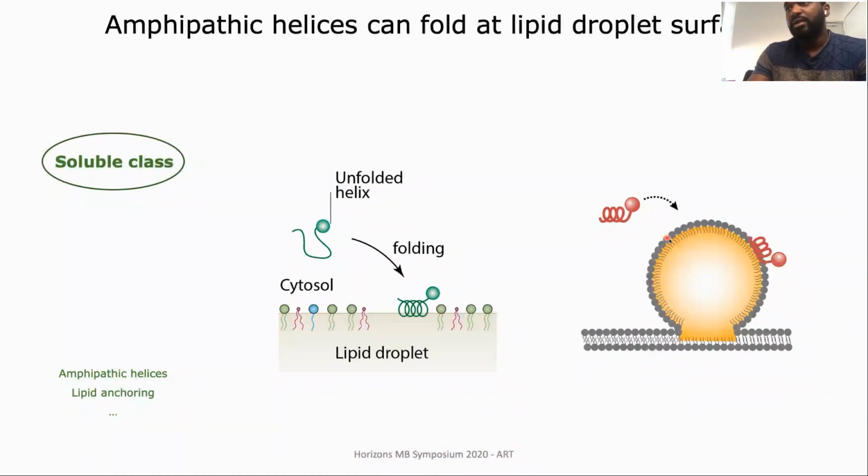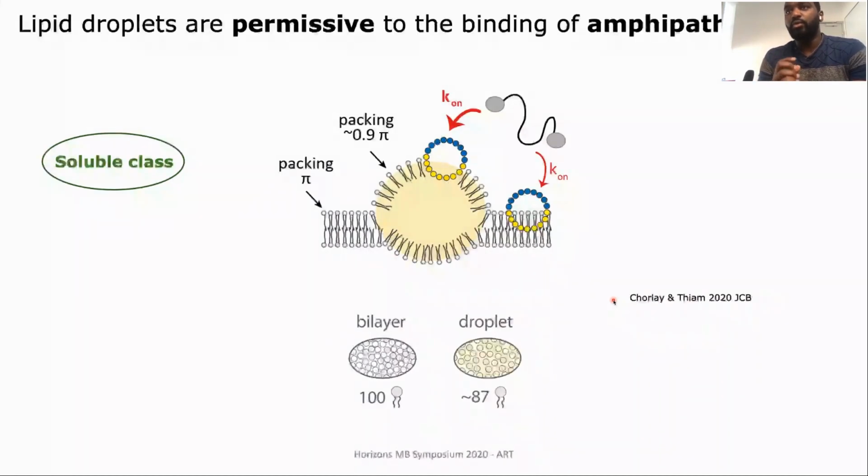And what we have shown recently, which was an important question, was how this protein, for instance, is capable of detecting the lipid droplet surface instead of the bilayer, because it has the choice to bind either to the droplet or the bilayer. And what we found was that the phospholipid density at the bilayer is much tighter than at the monolayer. So for 100 phospholipids at the bilayer, you would have maybe 87 to 90 phospholipids at the droplet.